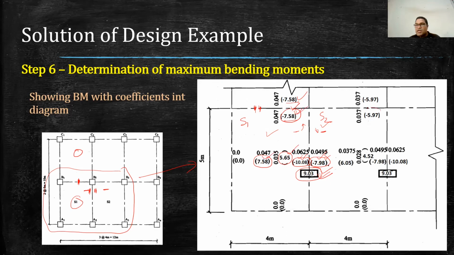Then we have minus 5.97 for slab S2, which is My negative in this case, and Mx positive for slab S2, My positive for slab S2, and here also it will be same 9.03. So among all the values you can see maximum bending moment is 9.03. So that is the maximum bending moment for which we have to check whether the depth that we have provided in step 2 is correct or not, whether it is less than provided or more than provided.